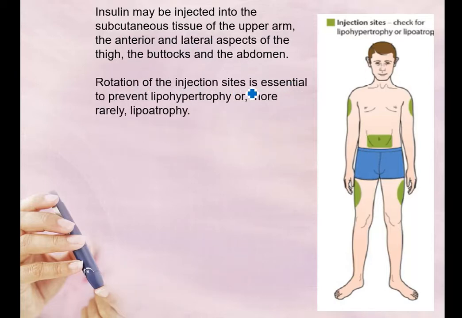Rotation of the injection site is essential to prevent lipohypertrophy or, more rarely, lipoatrophy. So, the instruction to give the patient is to rotate the injection from the left arm to the right arm, then to the right thigh, then to the left thigh, and then to the abdomen. This rotation of the injection sites is essential to prevent lipohypertrophy or lipoatrophy, which is considered a complication of insulin injection therapy.